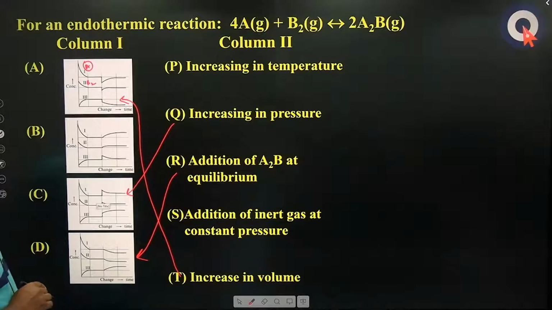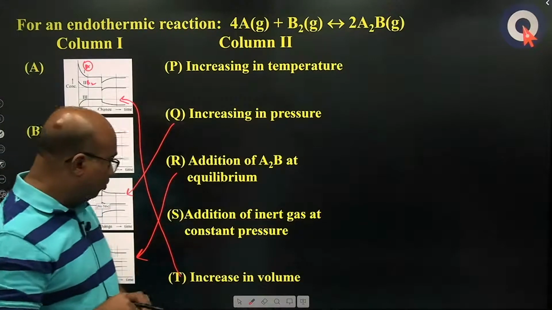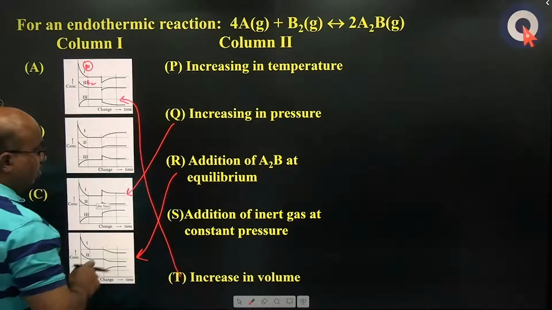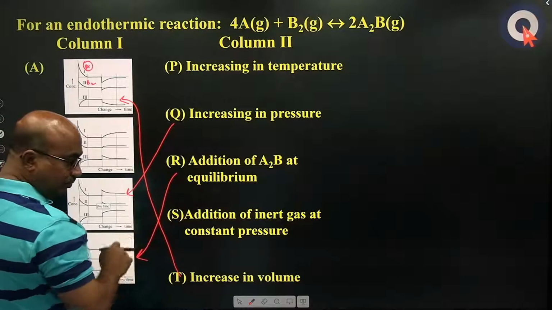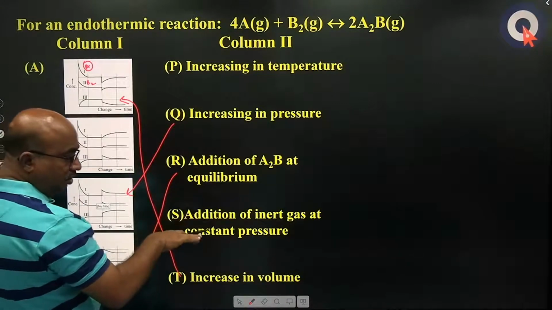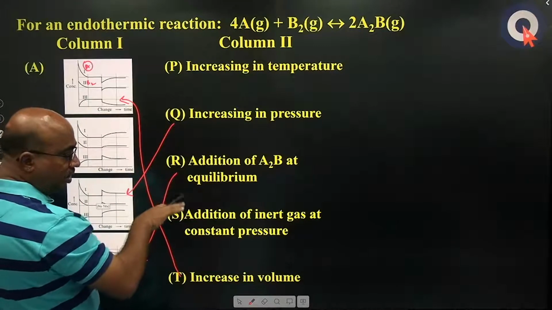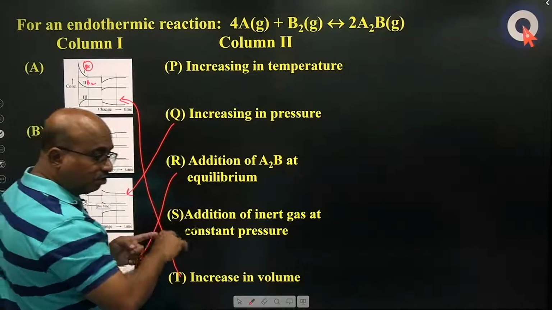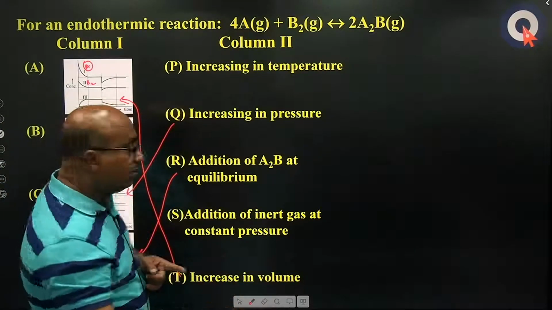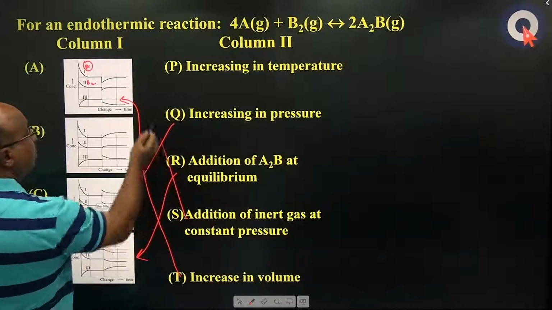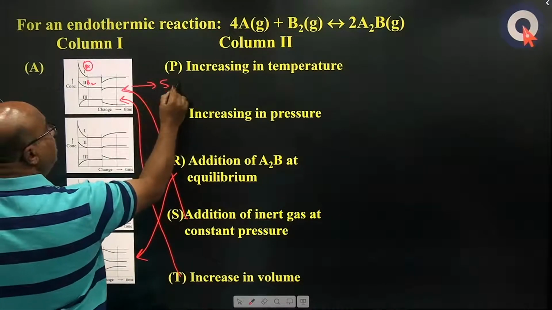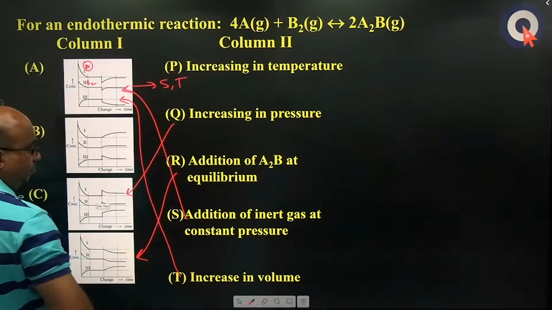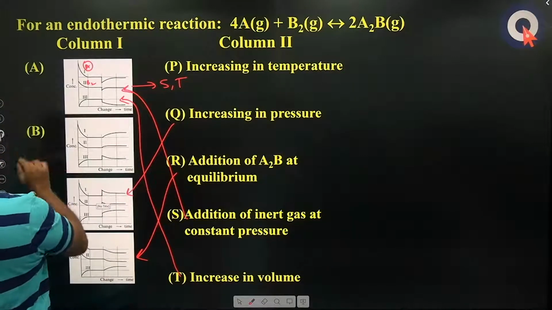Clear? So when we introduce the inert gas, there is one more thing, that is the partial pressure of gases, because mole fractions immediately decrease. So at constant pressure, the number of moles is increasing, so partial pressures will immediately decrease. So this also satisfies S. So the first graph satisfies S and T. Clear? So let us erase these things.